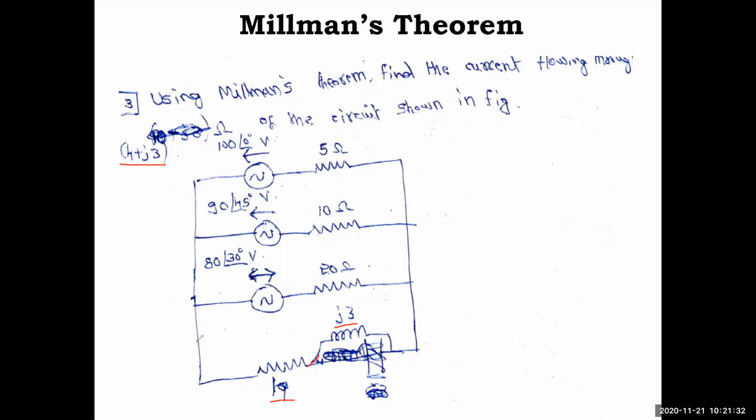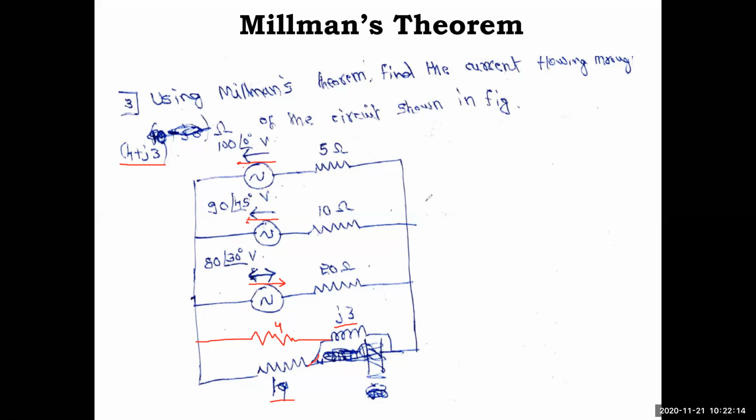4 plus J3 ohm, and these are generators, voltage sources in series. These are 100 at an angle 0 degree volt with 5 ohm, 90 at an angle 45 degree volt with 10 ohm, and 80 at an angle 30 degree volt with 20 ohm. See here, the current direction is in this direction, the voltage direction is in this direction, but for this one it is reverse. Even while copying I was also confused, but it is upward on this right side, and these two are on the left side.